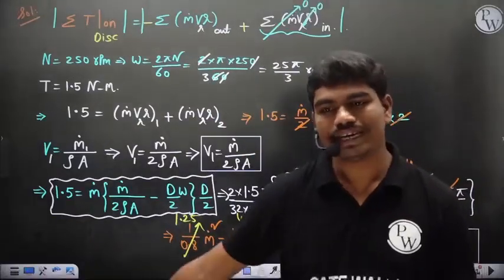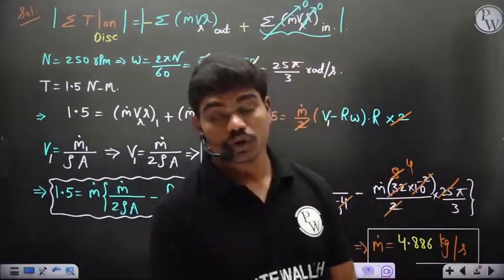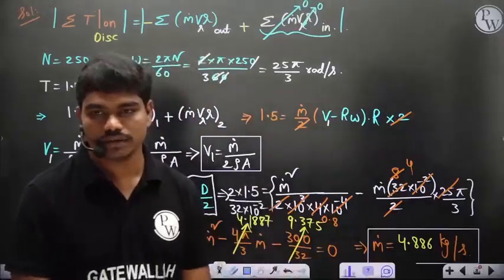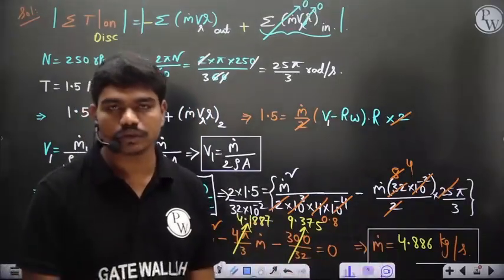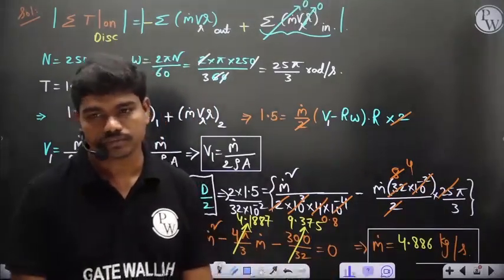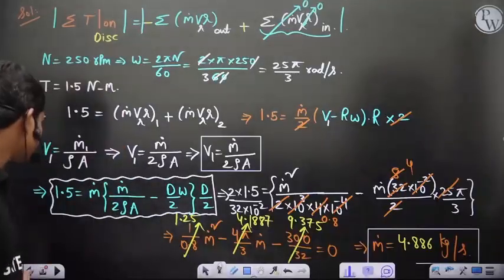Okay, so 4.88 is the total mass flow rate which has to go into the turbine to rotate it, to supply a torque of 1.5 Newton meter. Got it? So it's a nice question, actually a beautiful question.